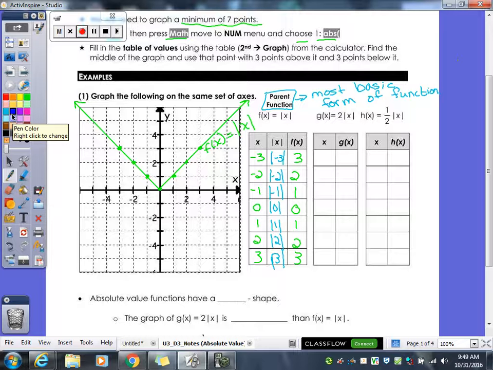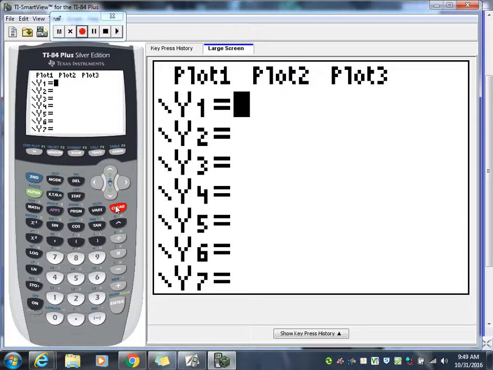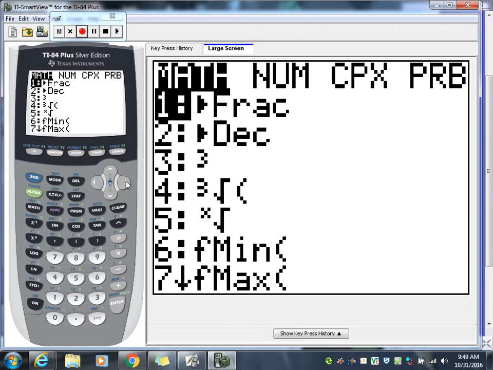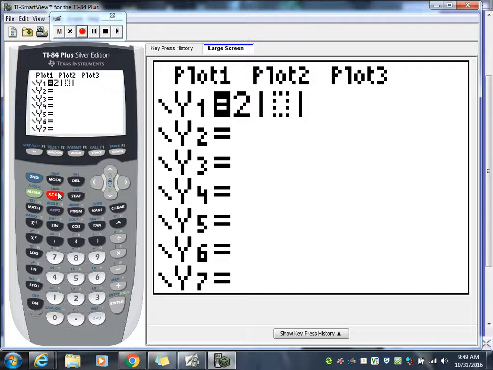So let's try in our calculators. This next one, we're going to do 2 times the absolute value of x. We'll go in our calculators, we go back to our y equals, clear that out. Put your 2 in first, and then do your math. Arrow to the right once to get your absolute value. And then type in your x. So 2 absolute value of x.